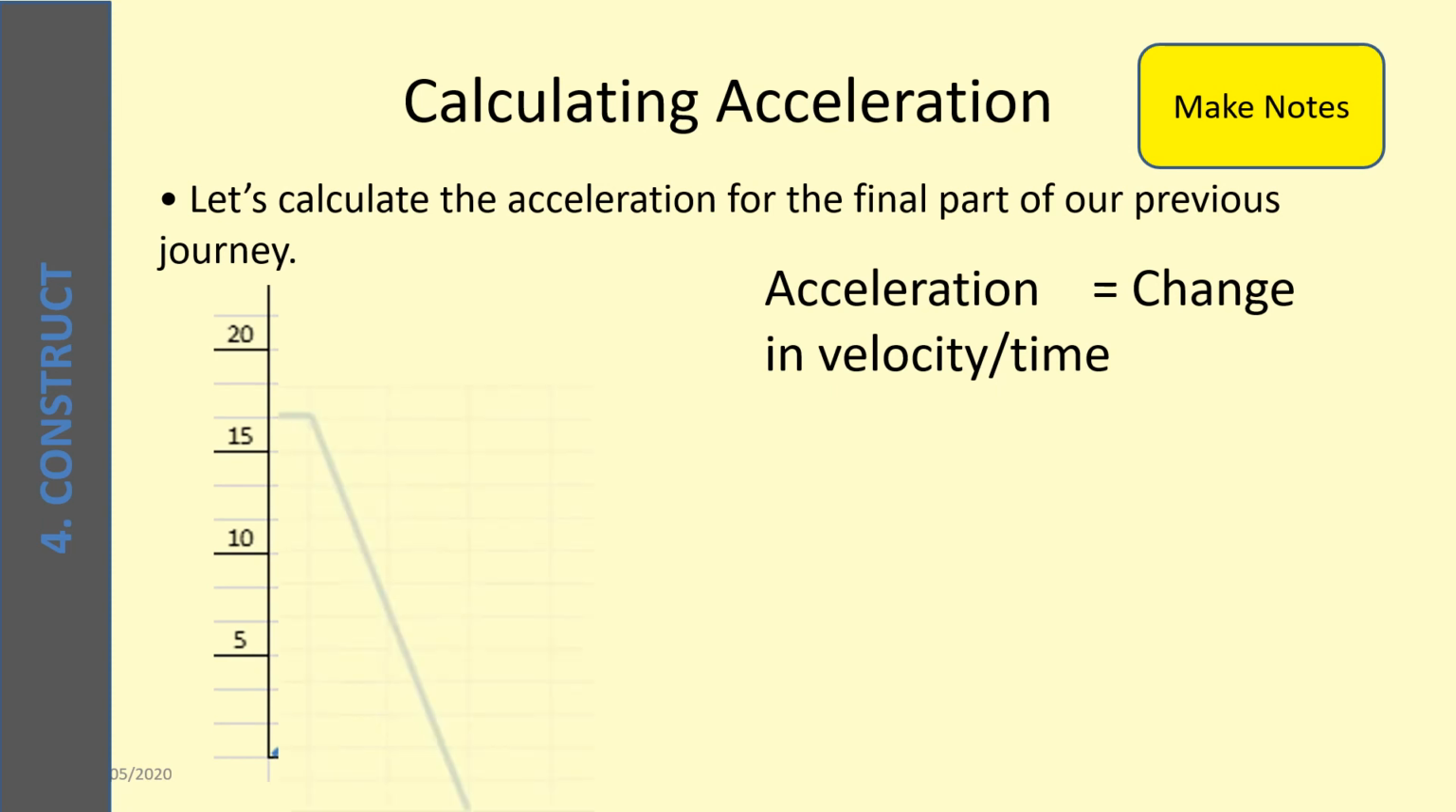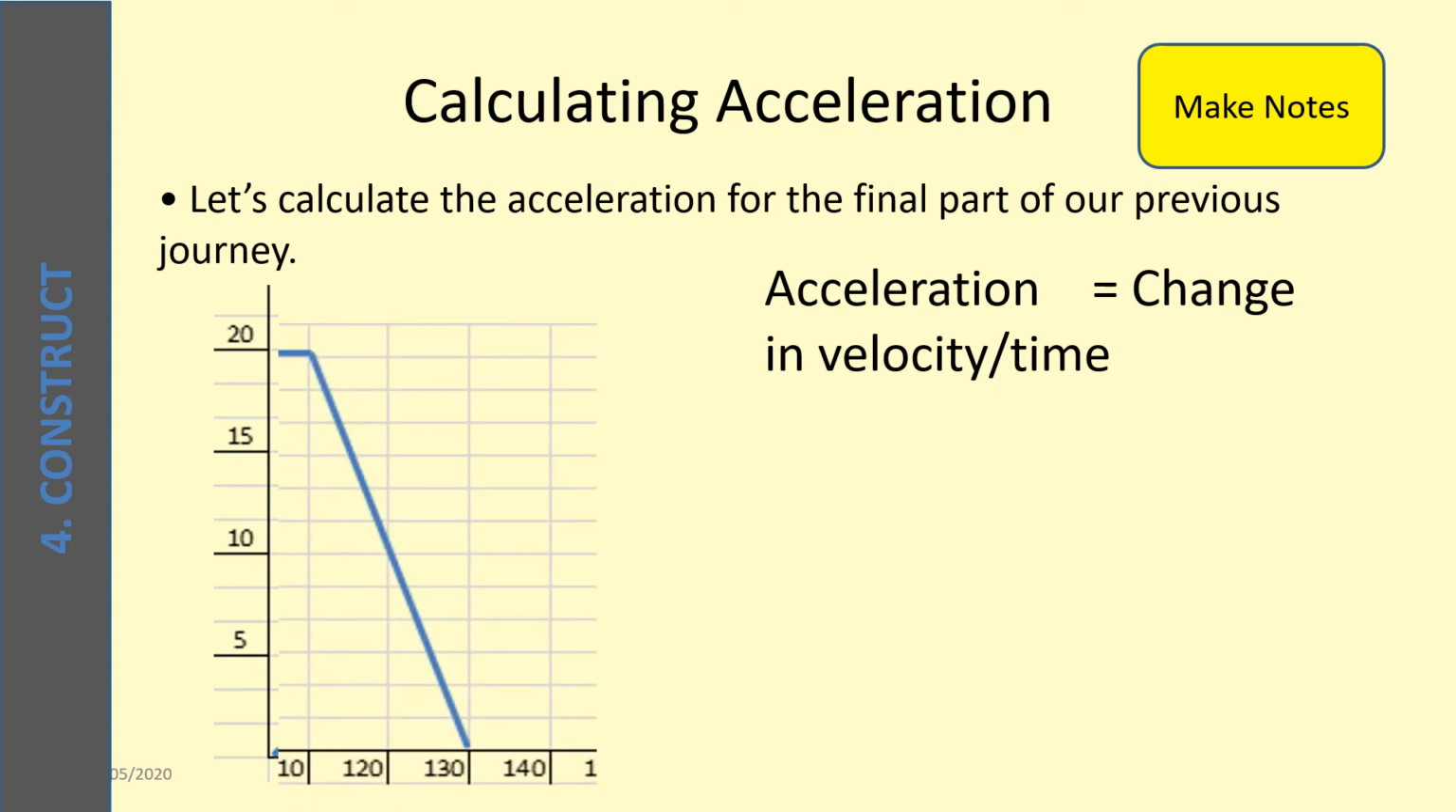Now let's see if we can work out the acceleration for the final part of our journey. Again, I've drawn that final part of the journey here for our convenience. Again, acceleration is equal to the change in velocity divided by the time taken. So the change in velocity is delta v, the time is t. Here, the final velocity is 0. The initial velocity is 20 meters per second, and it's this section that we want to work out the gradient of. And the time is read across the x-axis from 110 there to 130, which is 20 seconds.